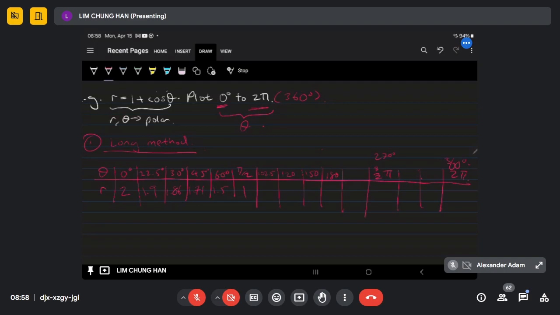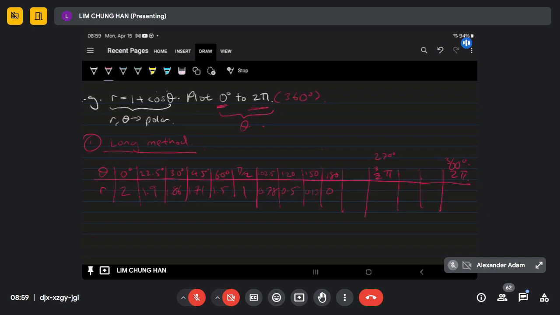What is 112.5? 0.78. Okay. What is 120? 0.5. What is 150? 0.13. And what is 180? 0. Okay. So you can see how painful this method is.